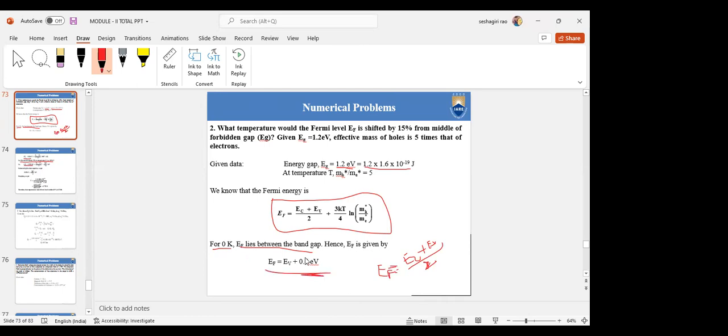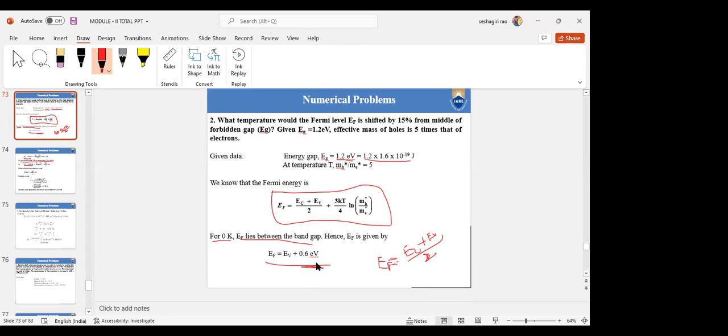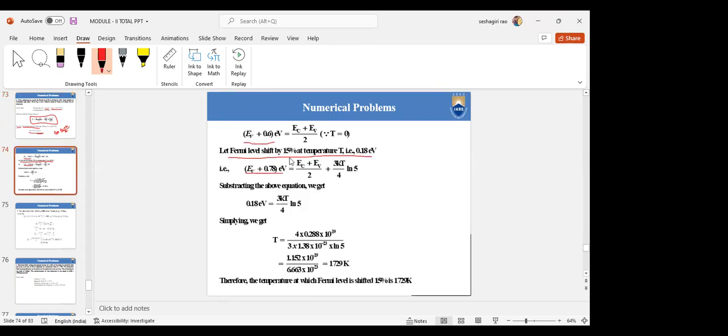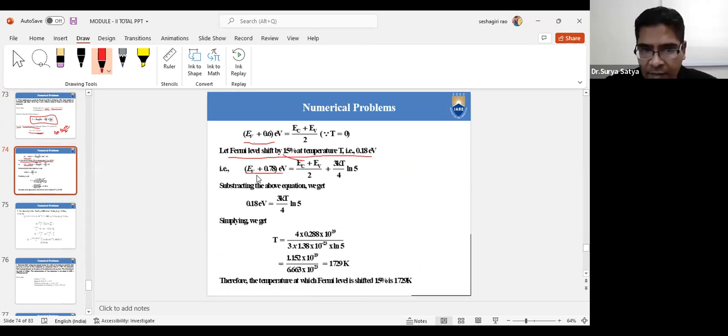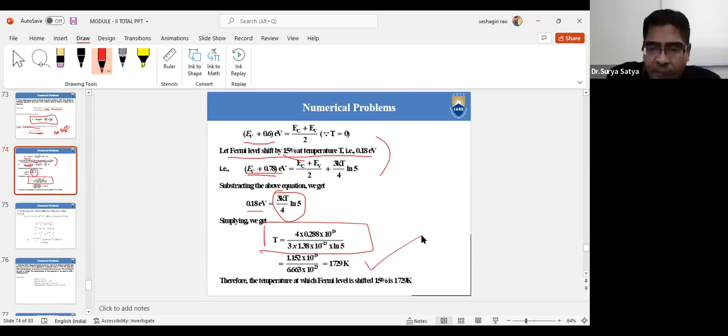Did you understand how you got 0.6 electron volt? And when it is shifting by 15%, we are writing it as EV plus 0.78 electron volt. So subtracting these two equations, we get 0.18 electron volt equals 3 kT by 4 logarithm of 5. So simplifying, we get T equal to this expression. And finally, we are getting the temperature as 1729 Kelvin.